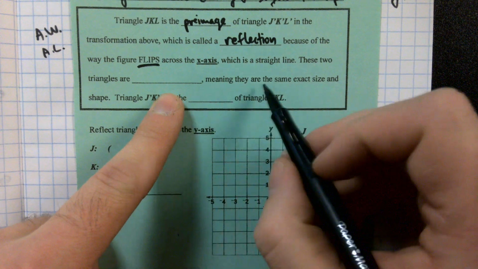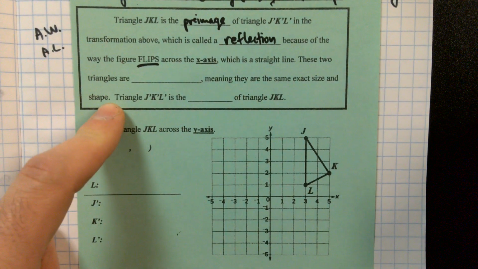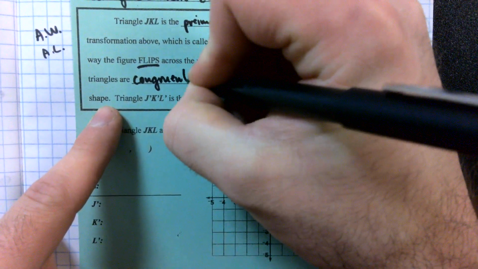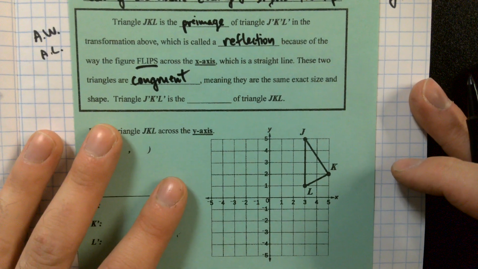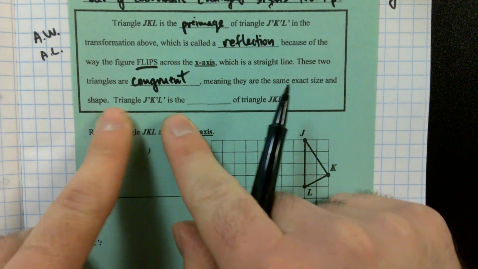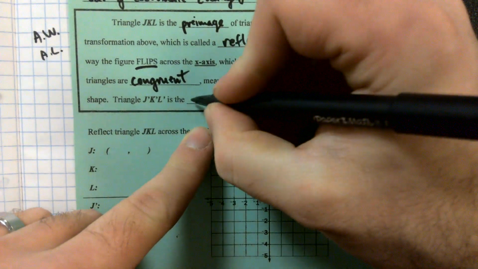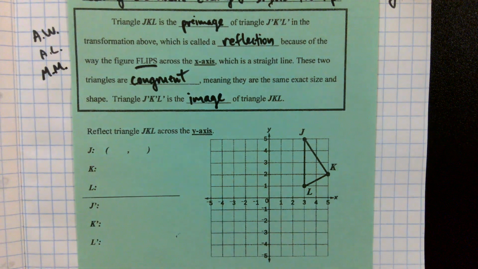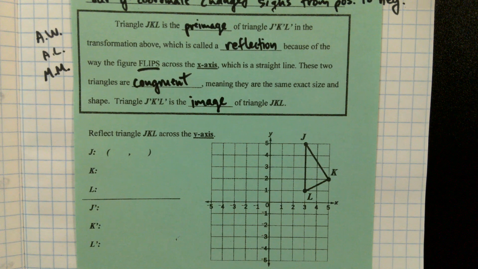These two triangles are blank, meaning they are the exact same size and shape. Who's got that one? Congruent. Okay, thank you guys. Same size, same shape. So triangle J prime, K prime, L prime is the what of triangle JKL? The image. Thank you. The more we understand these terms, the more we're going to understand the actual work. Trust me.